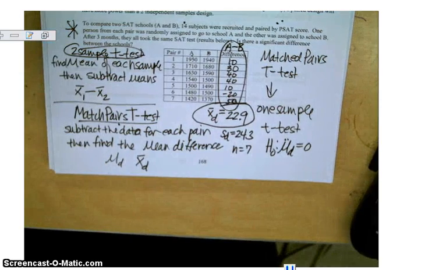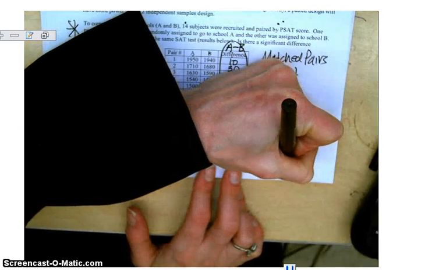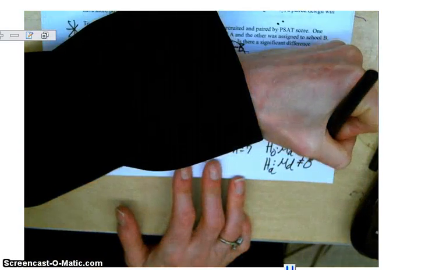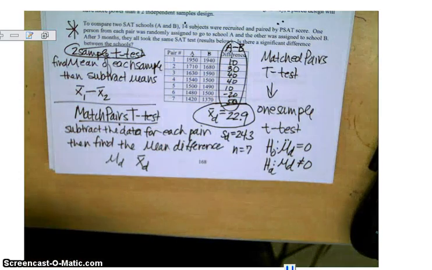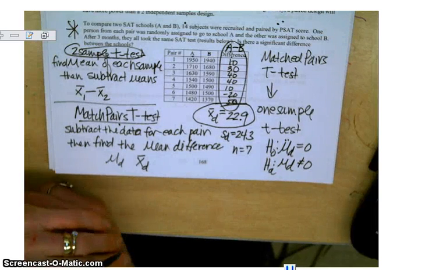Both schools prepared the students equally as well. All right, the alternative hypothesis is that the mean difference is not equal to 0. This would be a two-sided test because they're not saying, is school A better? They're just saying, are they different? So it's a two-sided test.